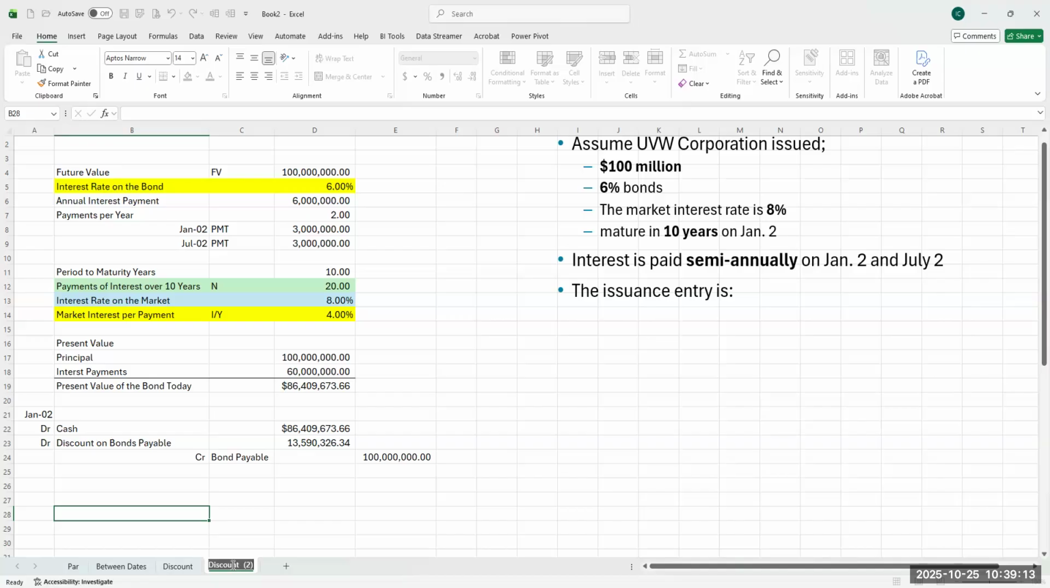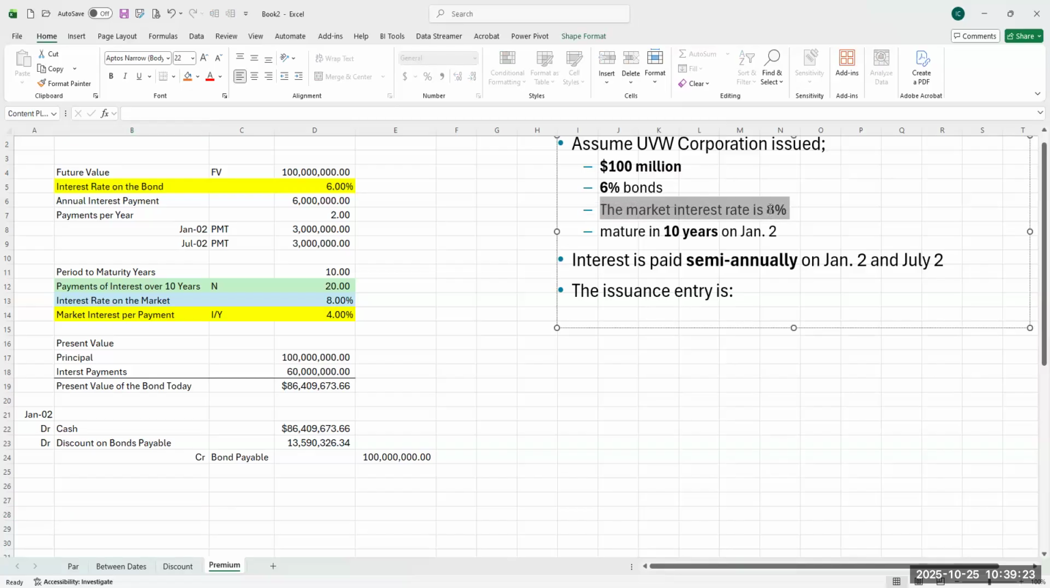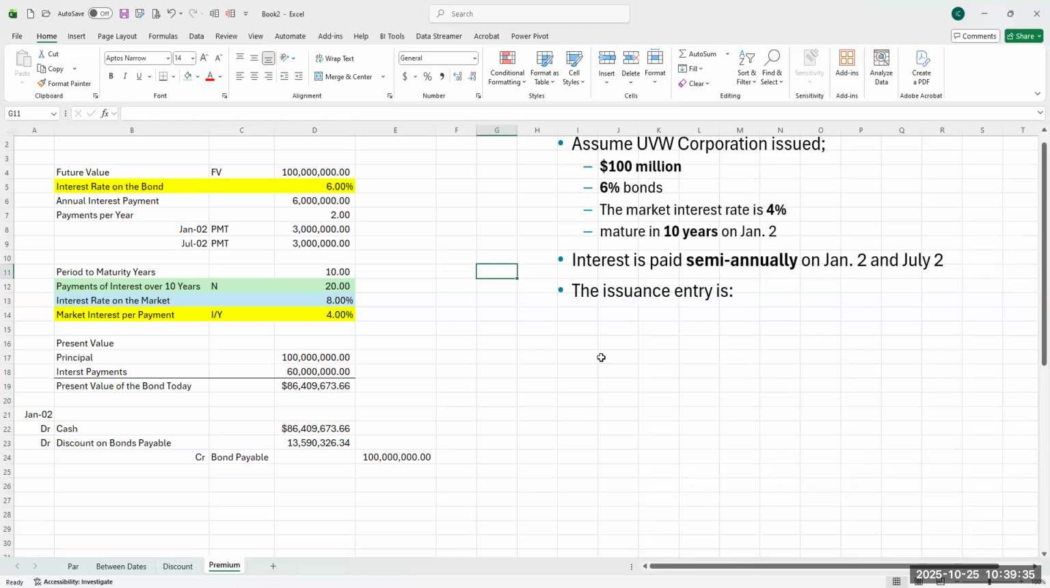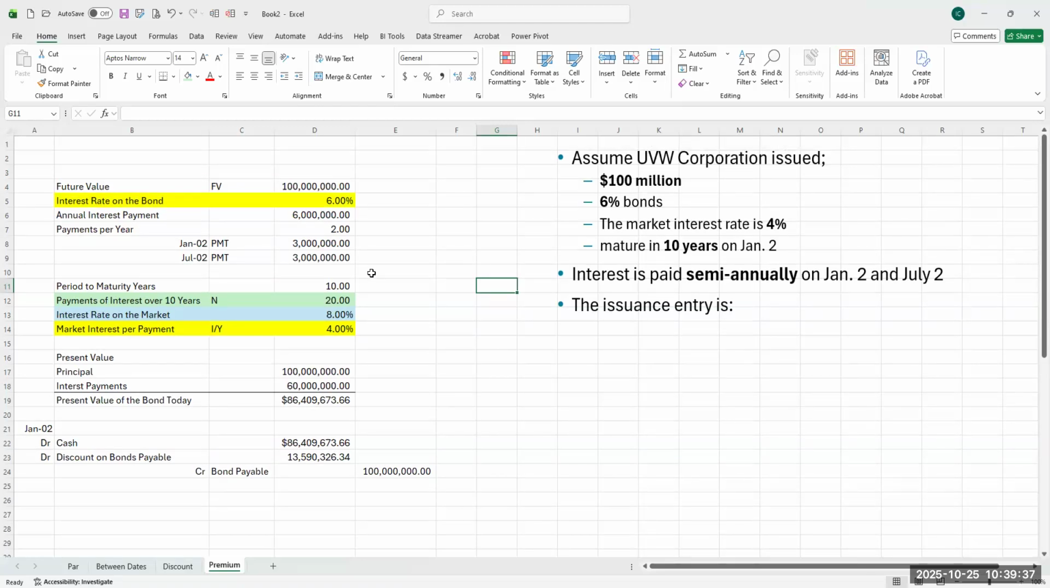So, let's go with the next one, which is the premium. Let's see what will be the scenario that's going to trigger the premium. In order to have a premium, the market rate has to be below what we pay. Now, let's go with this time. Market is 4%. If the market is 4%, we have to do a slight adjustment somewhere, and that will be the interest rate of the market.